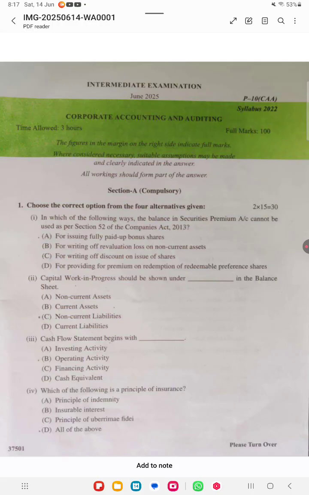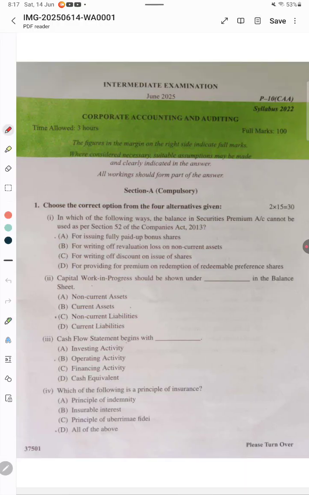Actually, B is the correct answer, for writing off revaluation loss on current assets. That is the correct answer. Please make note of it. B is the correct answer. The securities premium account cannot be used for writing off revaluation loss on current assets.